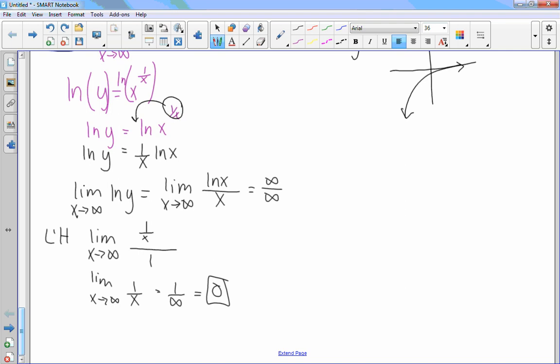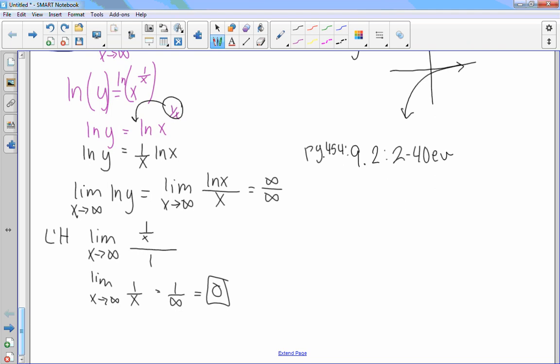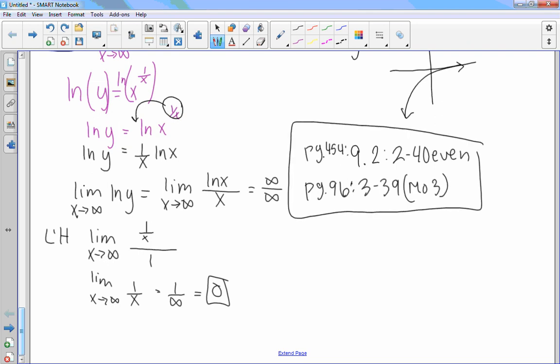Yeah, so the rest of the class, this comes from 9.2, which is on page 454. We're going to look at L'Hopital's rule, problems 2 through 40 even, and then do some regular limits review from the chapter 2 review, 2 through 40 even as well. And maybe I'll do 3 through 39 multiples of 3. I like that better. Multiples of 3. Okay? Did you all bring your books?